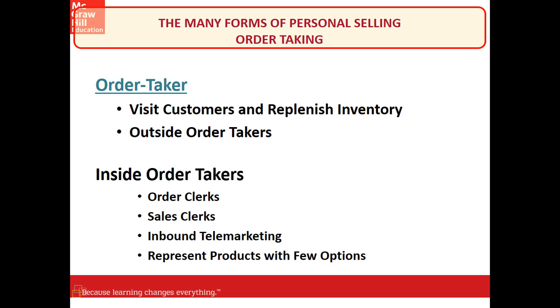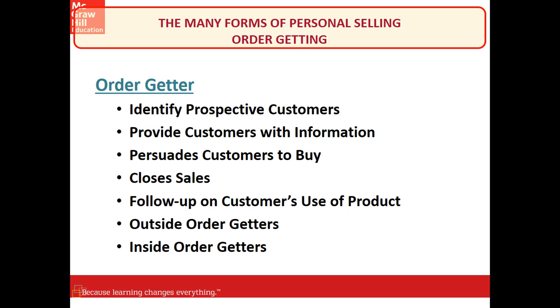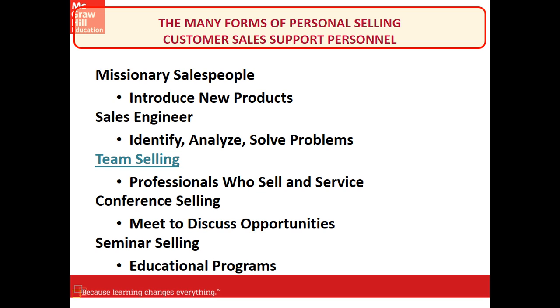Do you know that? Who is an order taker? Okay. Order takers, inside order takers, order clerks, sales clerks, inbound telemarketing, etc. Okay. There's the order getter. Okay, what do order getters do? Right? Close sales, follow up, persuade customers, provide information, etc. And what are missionary salespeople? Okay? What is a sales engineer? What is team selling? What is conference selling? What is seminar selling? Different types of selling situations, selling types of salespersons.